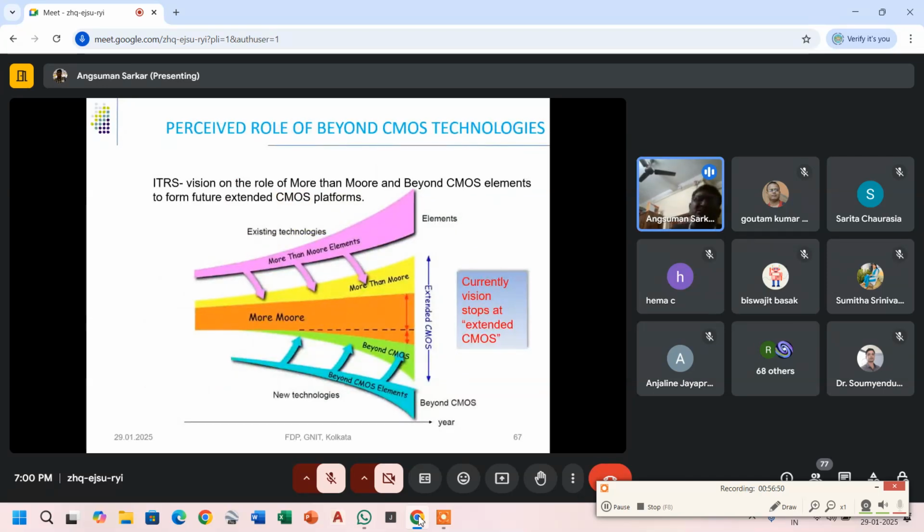So the perceived role of beyond CMOS technology: that beyond CMOS technology and the more than Moore element will combine together in order to make it a more Moore technology. Everything together will be called the extended CMOS technology. In order to fulfill the functionality of CMOS devices, the more than Moore element and the beyond Moore element, both of them will contribute. So it is a combination of beyond Moore, beyond CMOS, more than Moore, and more Moore. The whole thing will combine, and we call it the extended CMOS technology.